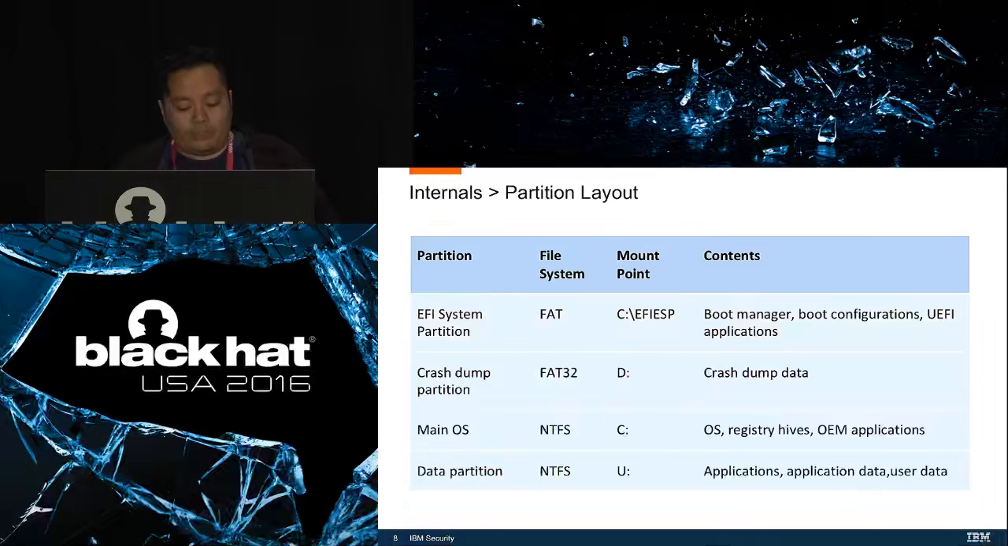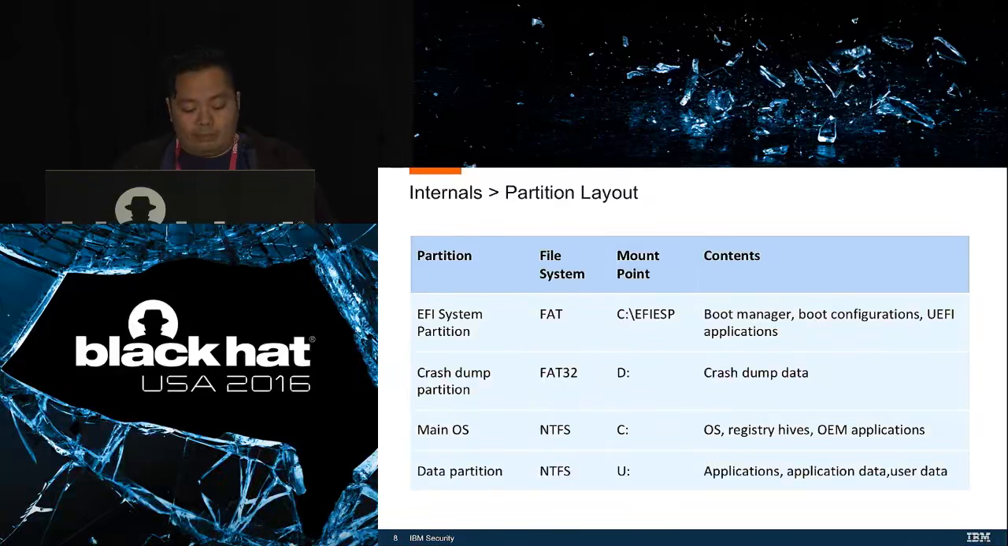The crash dump partition will contain crash dumps that were dumped when a crash occurred that caused the device to restart. It's mounted on the D partition. The main OS partition contains all the components of the OS, such as the registry hives, the system binaries and OEM applications. It is mounted on the C drive.